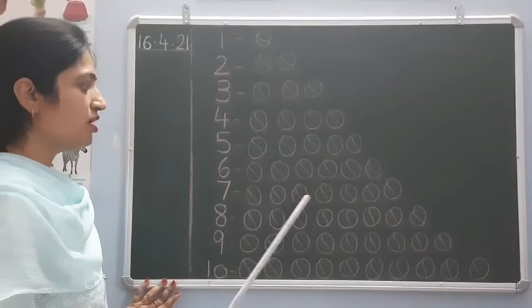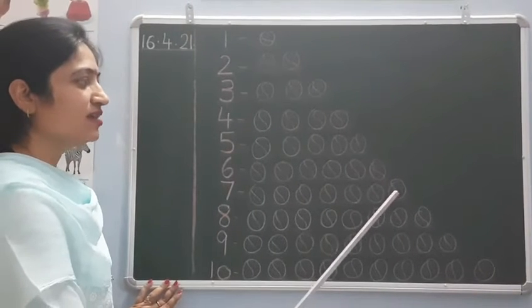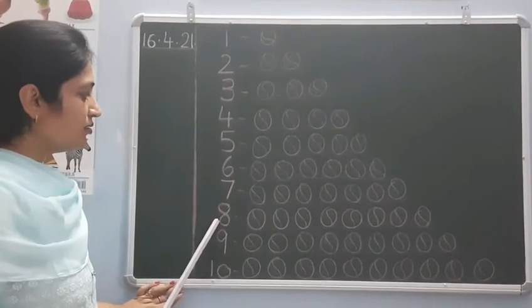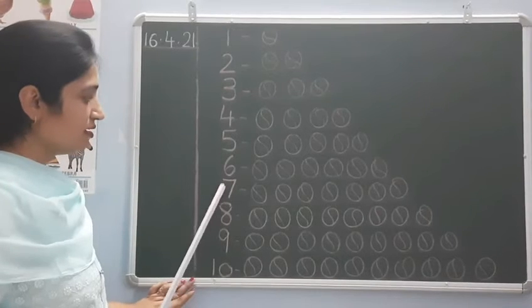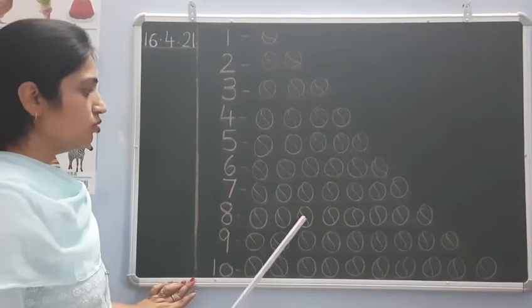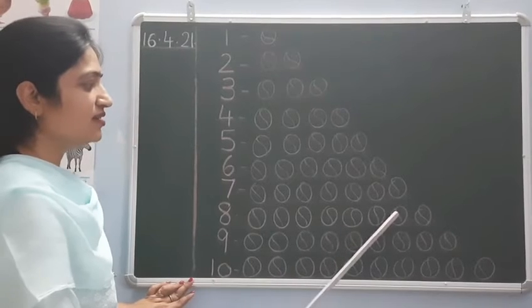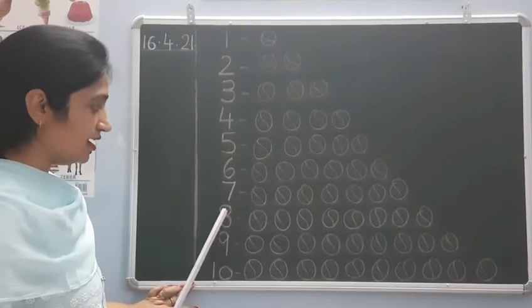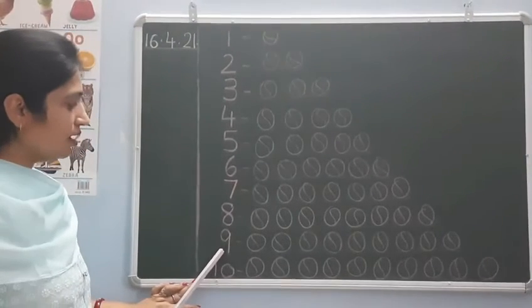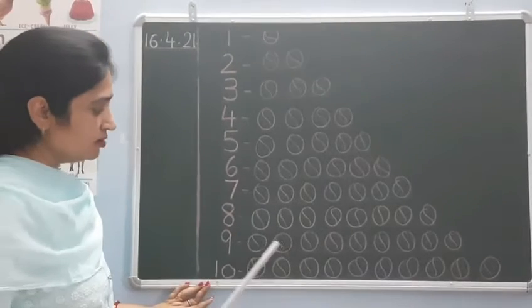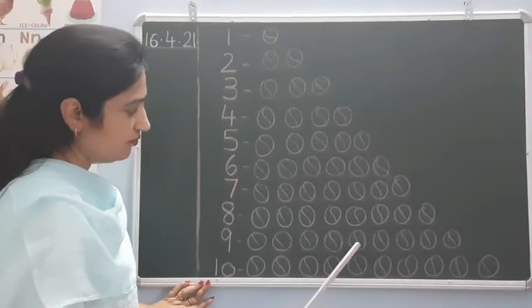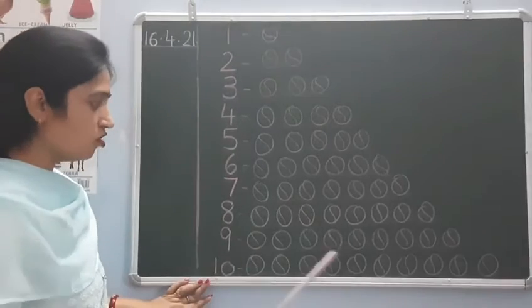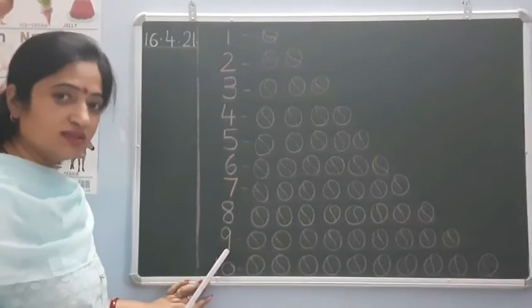1, 2, 3, 4, 5, 6, 7. How many balls? 7. 7 means this. Next number is number 8. After 7 comes 8. 1, 2, 3, 4, 5, 6, 7, 8. How many balls, children? There are 8 balls. 8 means this. After 8 comes 9. 1, 2, 3, 4, 5, 6, 7, 8, 9. 9 means this. So how many balls are there? There are 9 balls, isn't it?